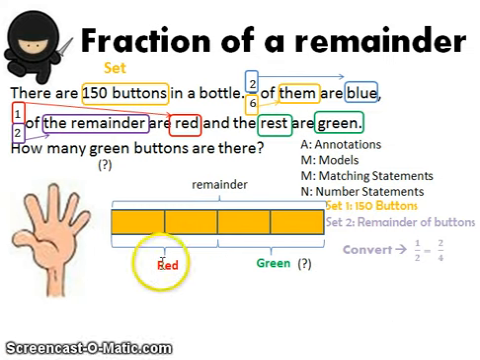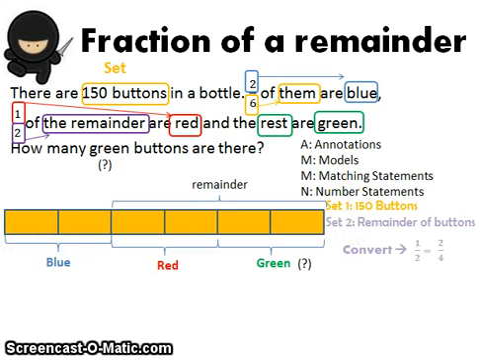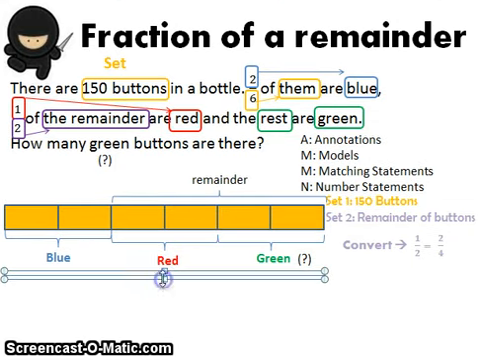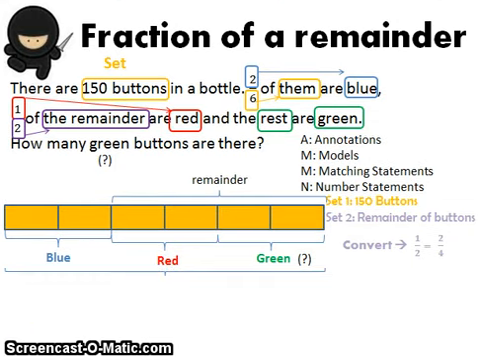Now, once we've completed this part of the model, do we still leave our hand over there? No, let's take it away to see the full model. So this is the full model of fraction of a remainder. Oh, we also forgot one information. We also have to remember that the entire 6 units over here, the entire thing, let me put it at the bottom, is 150 buttons.